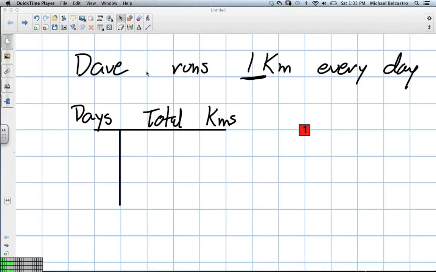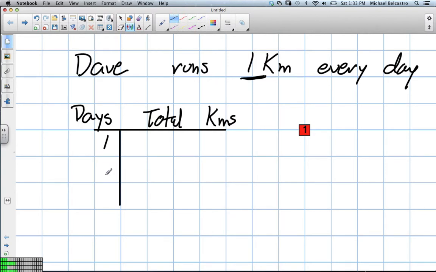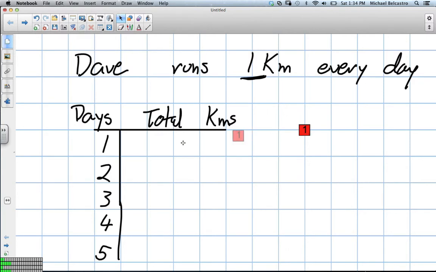Okay, so like I said, we're going to represent those 5 days. So we have day 1, 2, 3, 4, and 5, and we're going to talk about the total kilometers he actually goes. Well, in day 1, how far will he have run? 1 kilometer. So how many of these unit tiles will you use to represent that? 1. Day 2, how far will he have run? 2. So how many unit tiles will we use? 2. Good. Very simple idea, right?